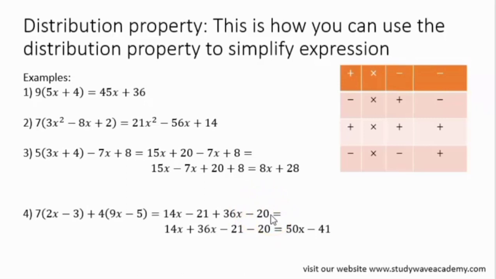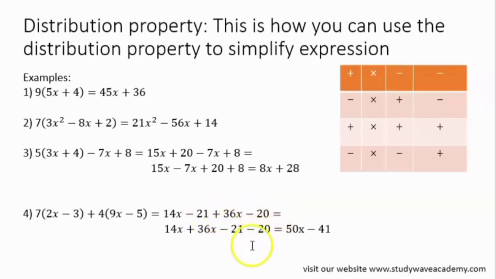We are going to pick out the common numbers and pick out the common variables. Now let's go. We have 14x. Do you see any other number with the variable of x? Yes, we have 36x here. So what are we going to do? Bring them together. We write 14x plus 36x. Then the next step is to take the common numbers. So we're going to say minus 21 minus 20.